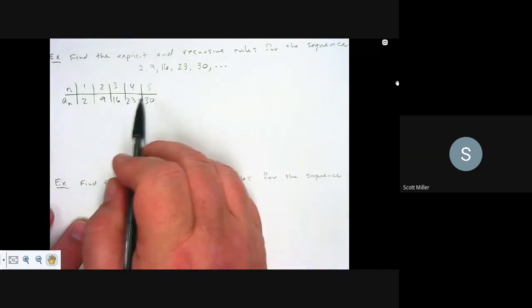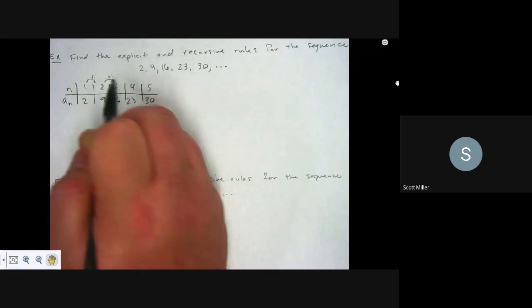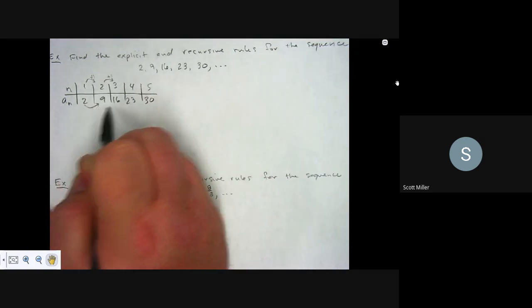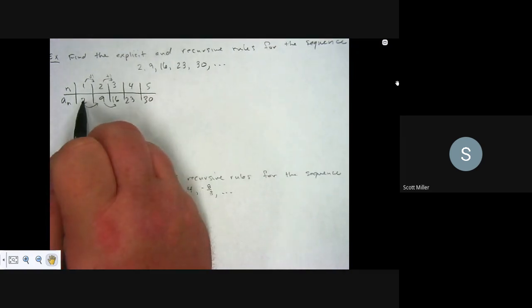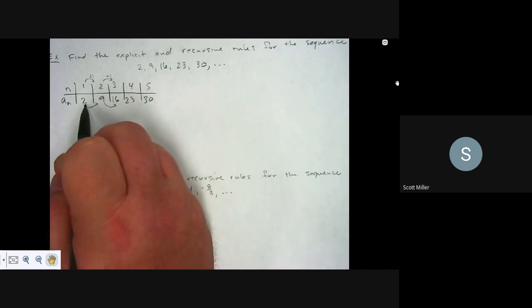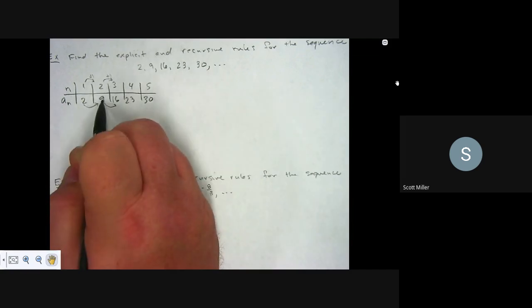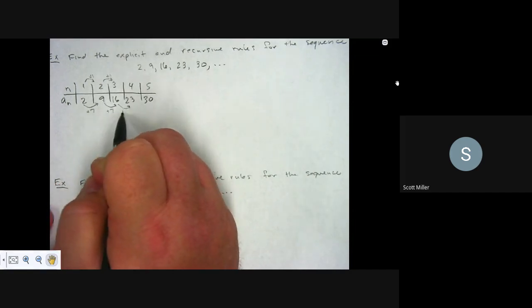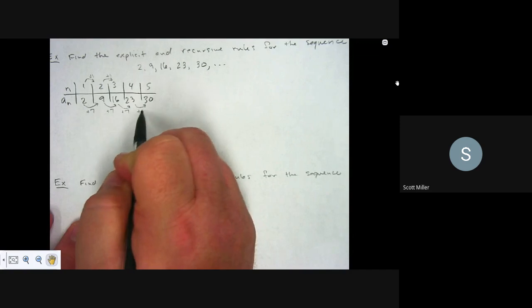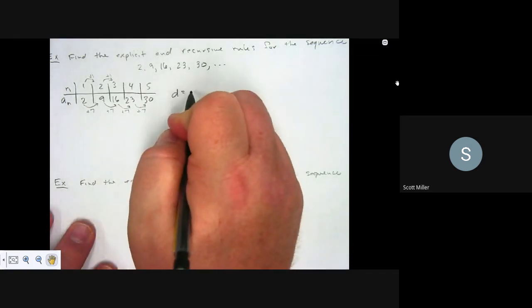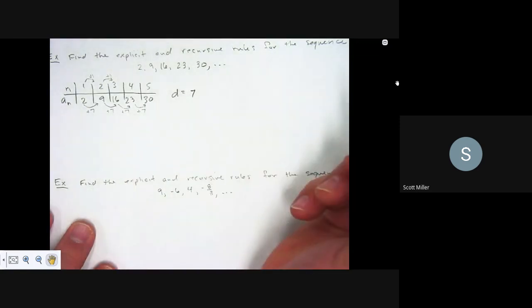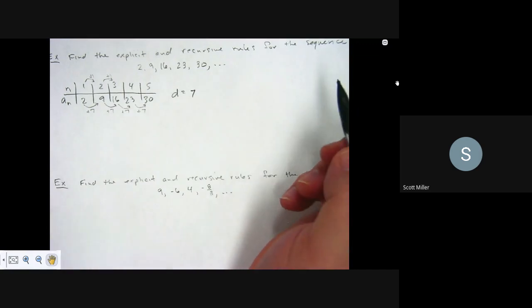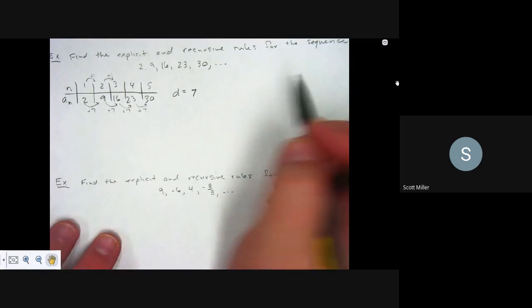All right, so I have this. Each of these is a +1. Each of these, we'll see if there is a common difference. It has to be the same number every time to be arithmetic. 2 plus what is 9? 2 plus 7. 9 plus 7 is 16. 16 plus 7, so it's looking like 7 is our common difference. Okay, because I have that, I'm good to go.